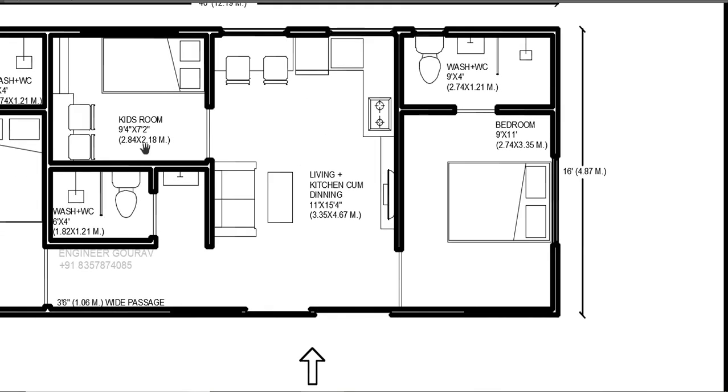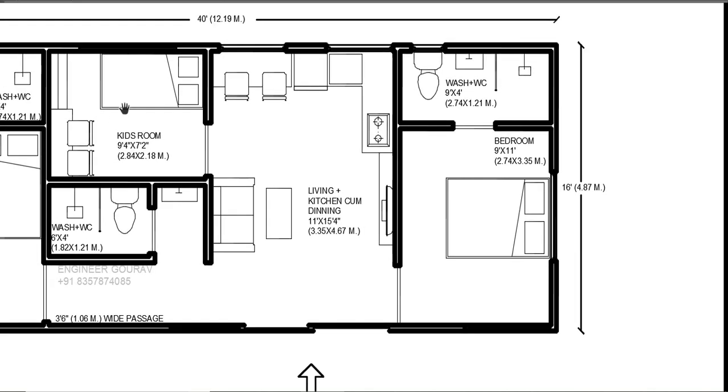After that we will go on the left side. So we have bedroom number 2 here. You can use this bedroom as a kids room. You can see here the bed arrangement, wardrobe arrangement and also study table with 2 chairs and large size window for ventilation and light purpose.